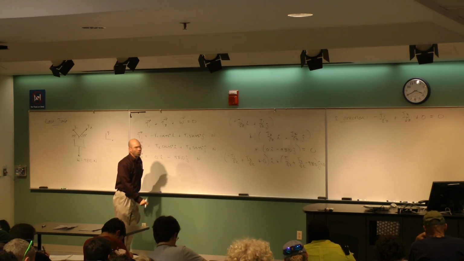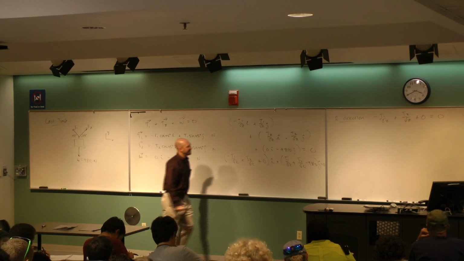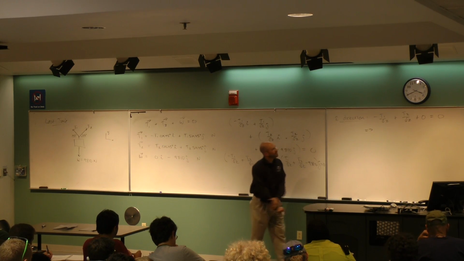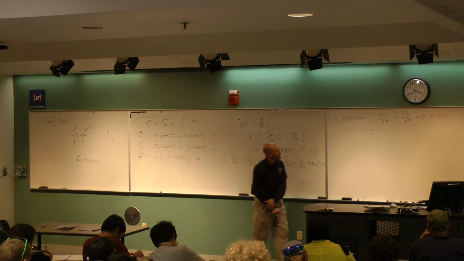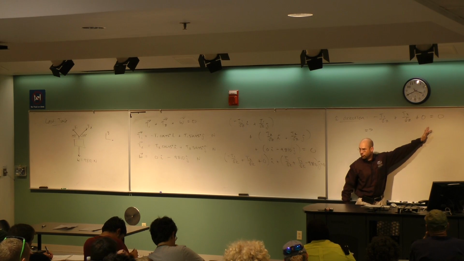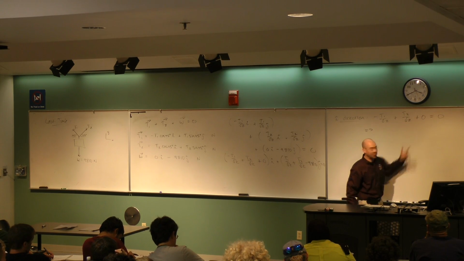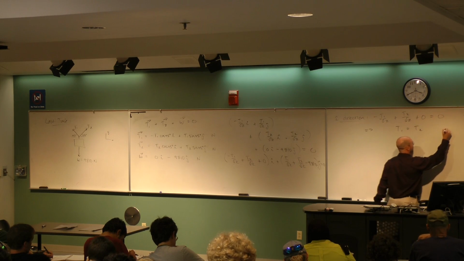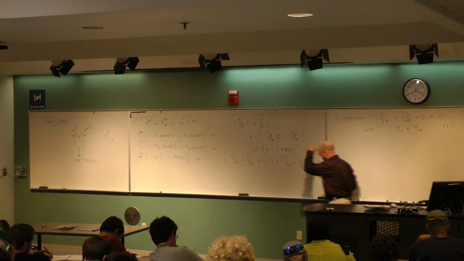So that's one equation. Does that tell me anything about T1 and T2? I can multiply the whole thing by root 2, and so apparently T1 has to equal T2. Let's call that equation 1.